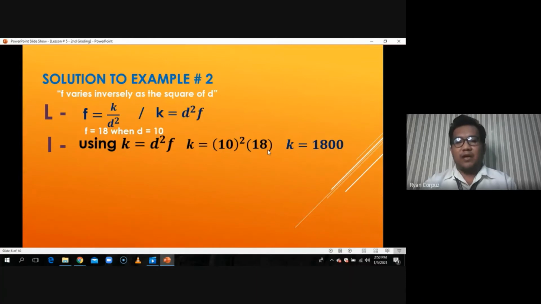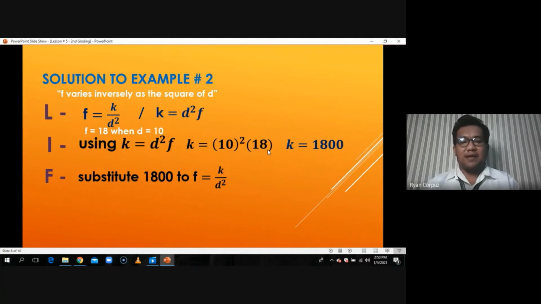Since we already have the value of K, let's apply the third step. In the third step, we substitute the value of K, which is 1,800, into the first form equation, F is equal to K over D squared. If we do that, it will be F is equal to 1,800 over D squared.